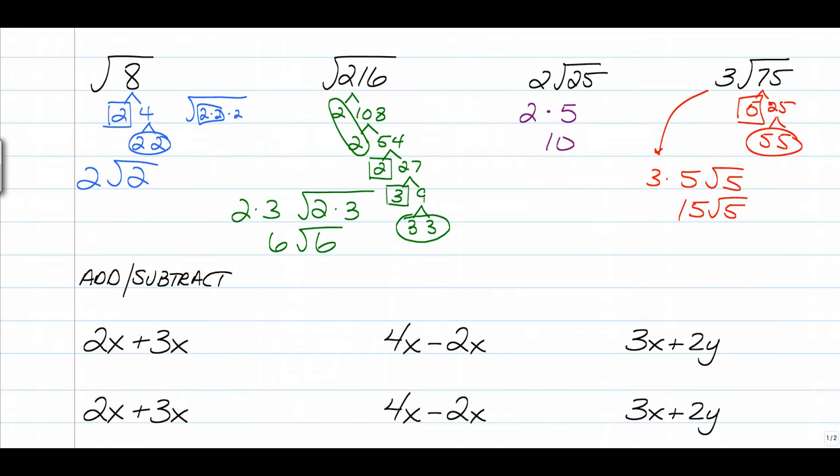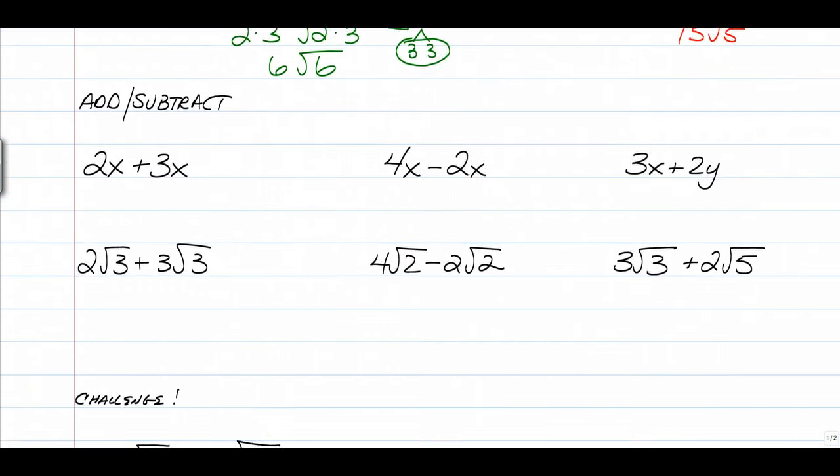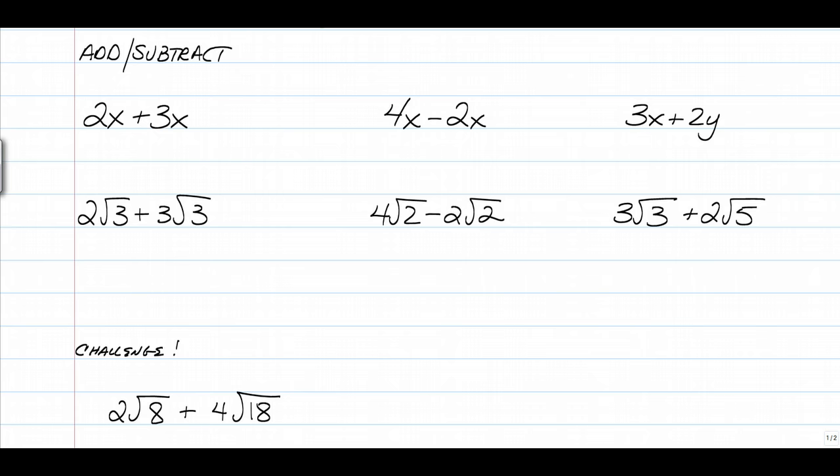Our next step is how do you add and subtract them? Adding and subtracting radicals is like adding and subtracting variables. So, quick recap of something you already know. 2x plus 3x is 5x, because if you have 2 x's in your pocket and you put 3 more x's in your pocket, you now have 5 x's in your pocket. Okay? Then later on that day, you have 4 x's in your pocket and someone takes away 2 of them. You now have 2 x's left.